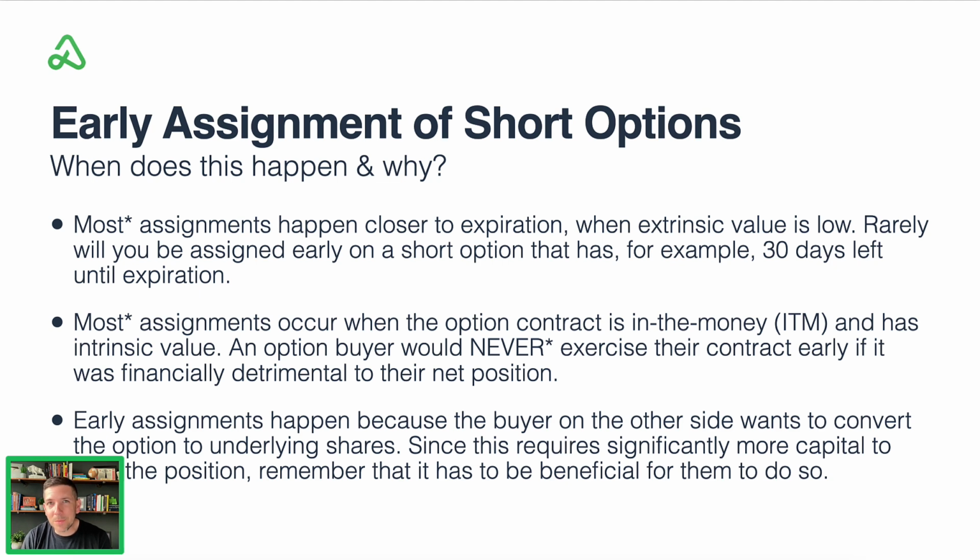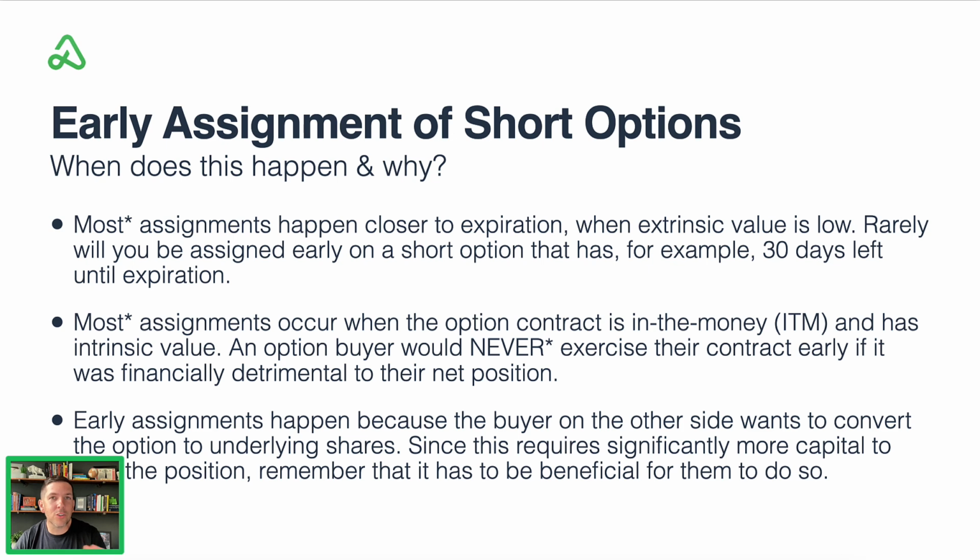So you're not typically going to see an option buyer exercise their contract and assign it to you until you get really, really close to expiration, almost the last couple days or even the last day of expiration. Somebody could stupidly do it, but it'd be stupid of them. So rarely are you going to be assigned early on a short option contract that has, for example, 30 days left until expiration.